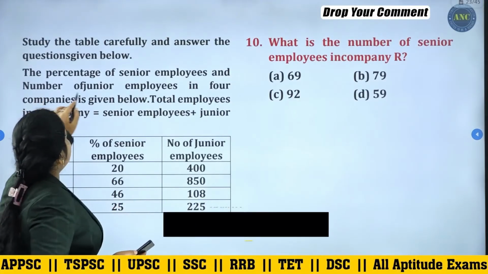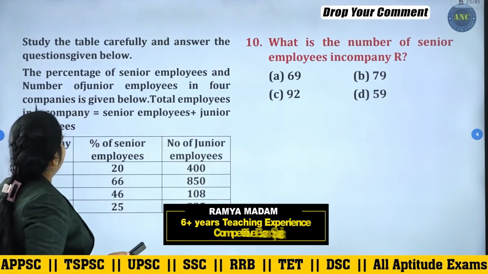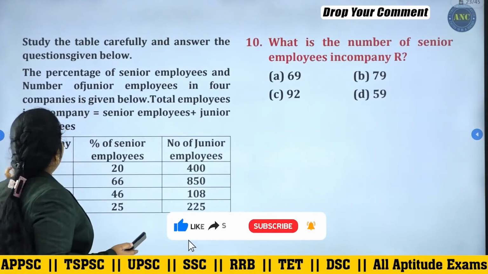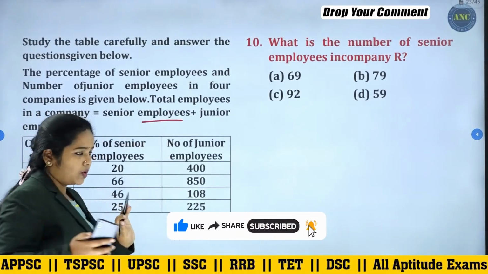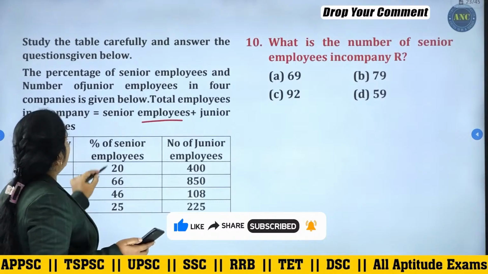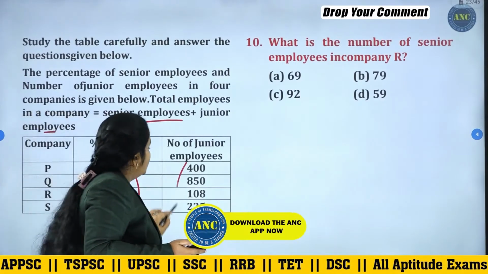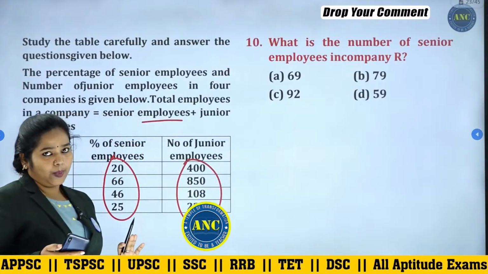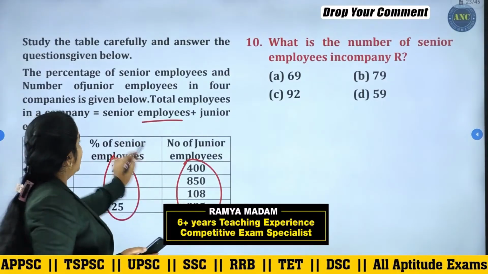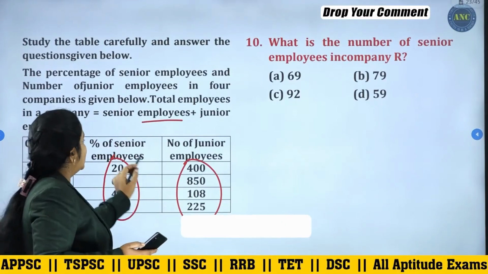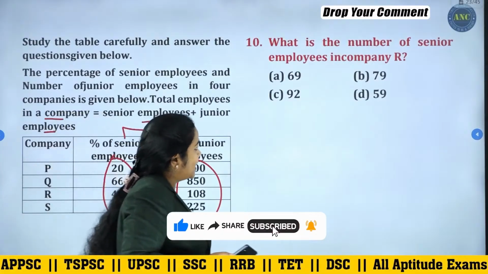Okay, the percentage of senior employees and number of junior employees in 4 companies is given below. Total employees in a company is equal to senior employees plus junior employees. What they told? Percentage of senior employees they have given. Number of junior employees they have given. This is clear. Another thing they told is total employees in the company is senior employees plus junior employees. Okay, let's start doing this.